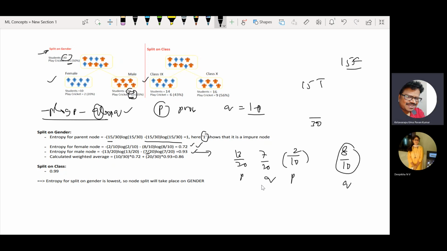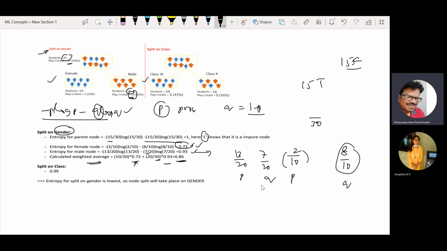But in case of the Gini, how we have done our weighted average, here also we need to see the weighted average. Because for the female, out of 30, only 10 members are willing, 10 students are there. So 10 by 30 into the female entropy, 0.72, that we are multiplying. Similarly, out of 30, 20 male students are there and their entropy value is 0.93. Total, we got 0.86 entropy value for the gender.